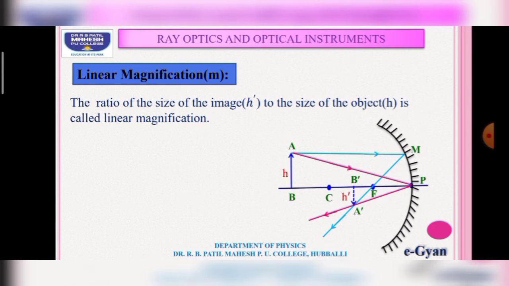Here in the diagram, AB is the object and A dash B dash is the image, and the size of the object is H and the size of the image is H dash. Mathematically it is given by m equal to image size divided by object size, that is equal to H dash divided by H, where H dash is the size of the image and H is the size of the object.